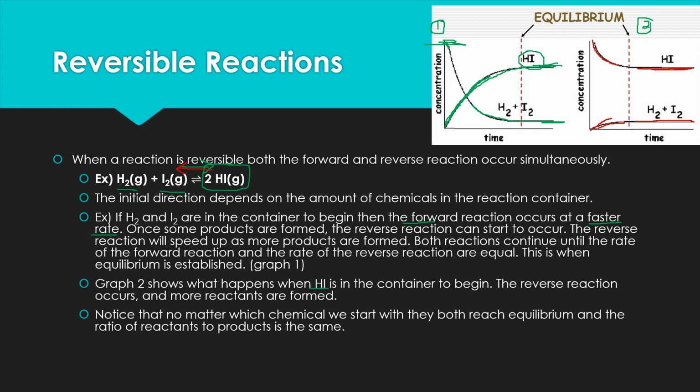And that the ratio of reactants and products is the same. So we have about the same amount of reactants and products when we reach equilibrium. So those are the things that occur to establish equilibrium.